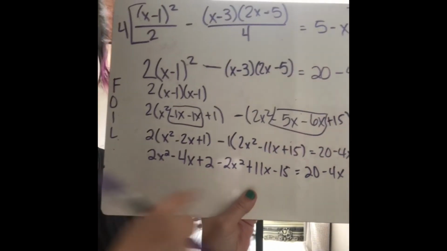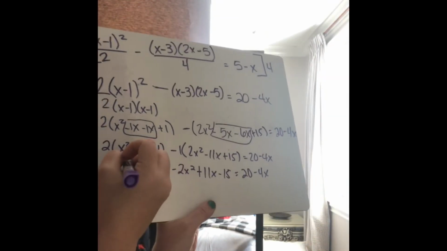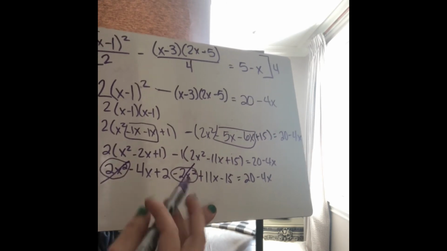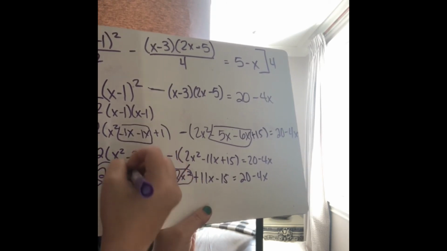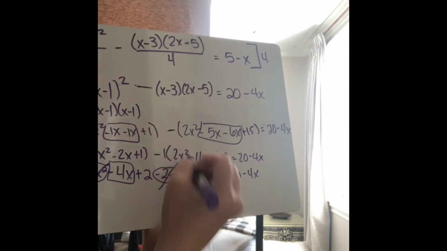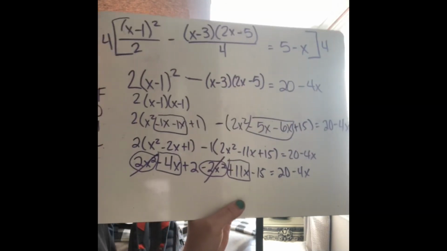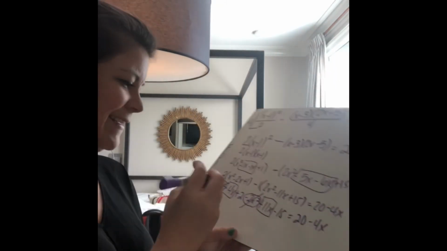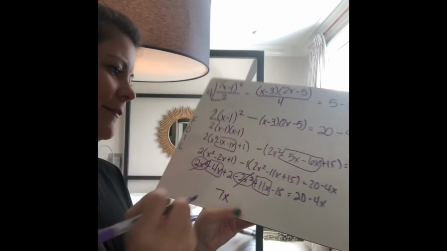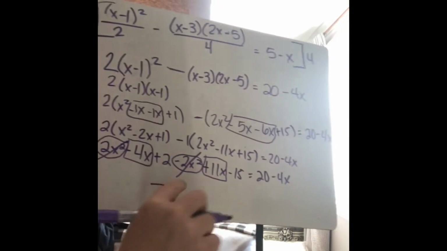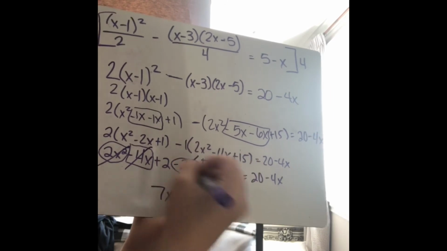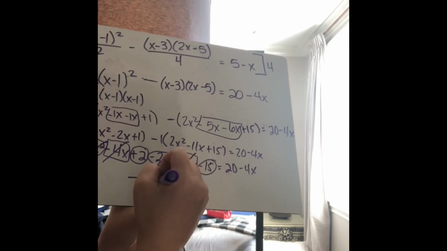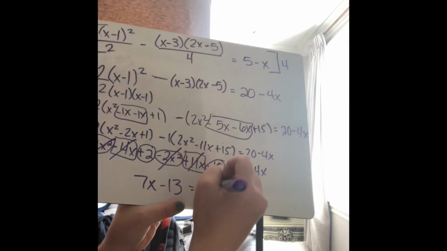Now we can start combining everything on this left side. Here's a 2x squared minus a 2x squared, so those cancel each other out. Now let's do the x's. Negative 4x and a positive 11x. So negative 4 plus 11 is 7. Yeah, 7x. Sorry, brain fart. 7x. And then now plus 2 minus 15. So 2 minus 15 is negative 13, equals 20 minus 4x.